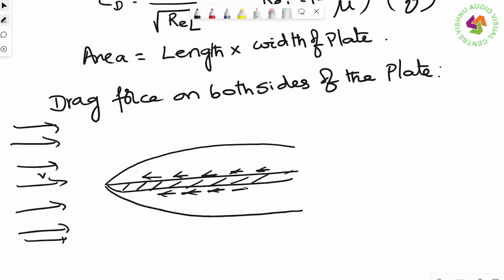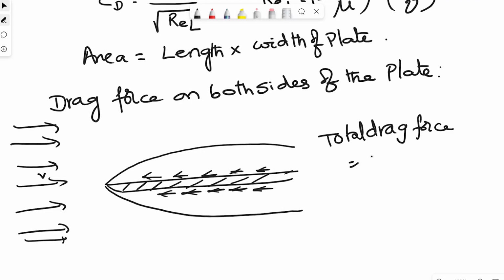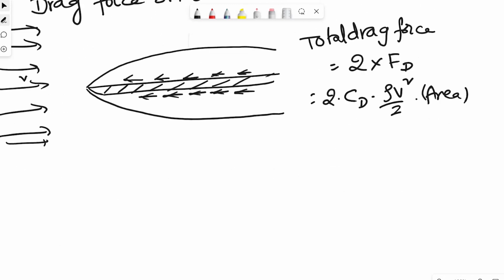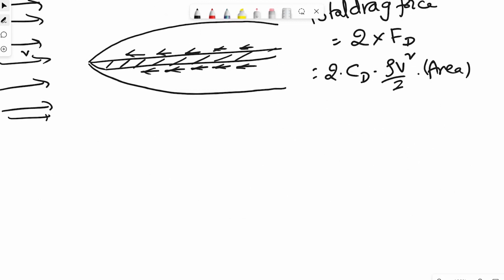On both sides of the plate, the drag force will be there. So in that case, the total drag force is equal to 2 times FD. This is the only change that you should remember. That is equal to 2 into CD, the average drag coefficient, into rho V square by 2 into area, that is fixed. So this is the thing actually. And remember, these equations I have mentioned, take it from the beginning.